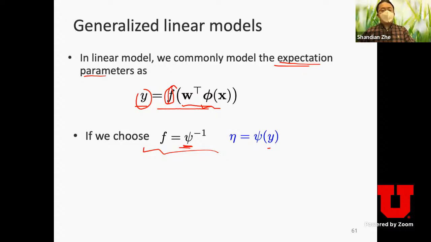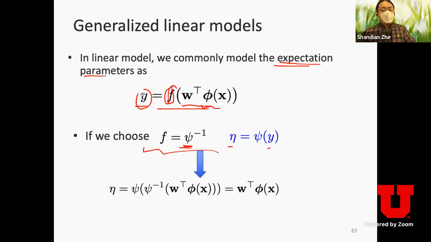Then let's see what happens if we choose f equal to psi inverse. We know that eta, the natural parameter, is represented by psi of y. Now, if we plug in the modeling of y, w transpose phi x, that means y is replaced by psi inverse of w transpose phi x. To get eta at the outer level, we need to apply this transformation psi. So psi transformed with psi inverse just cancels out. The result tells us that through choosing psi inverse as f, we get our model of the natural parameters directly as a linear structure, w transpose phi x.